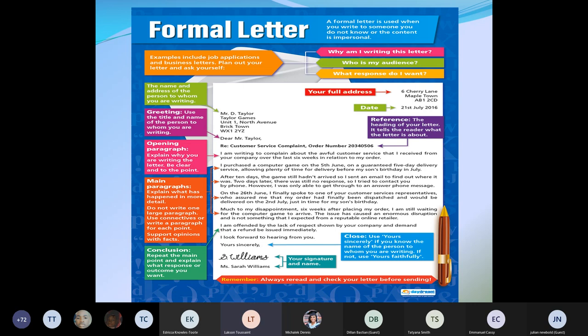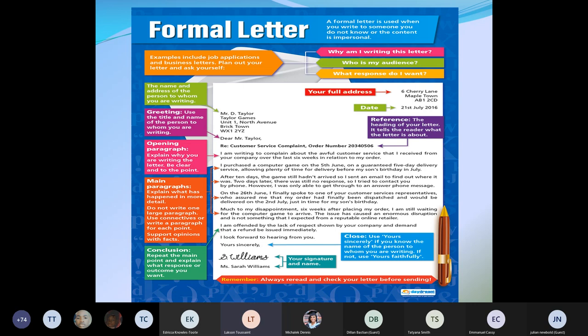Yes. Definitely we have a picture of it for your perusal so you can look at it, because I have an activity where we will actually seek to identify the various parts, so we will see who has really been paying attention. We have a picture of the formal letter here. At the very top, examples include job applications and business letters. So plan out your letter and always ask yourself these questions.